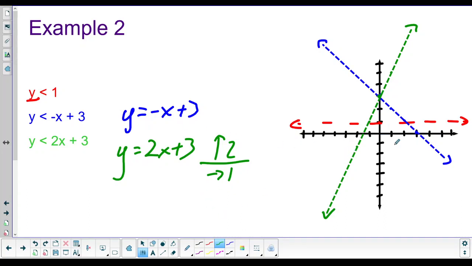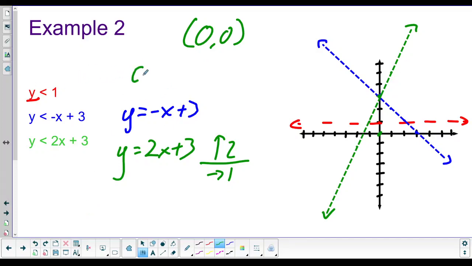So let's pick 0, 0 again. You can always pick 0, 0 as long as your lines don't touch 0, 0. If they go through that one, pick a different point. Otherwise, 0, 0 is really nice. You could also do like 1, 0, or not 1, 1 because the red one goes through there, but you get the idea. So we're going to plug in 0, 0 as our test point.